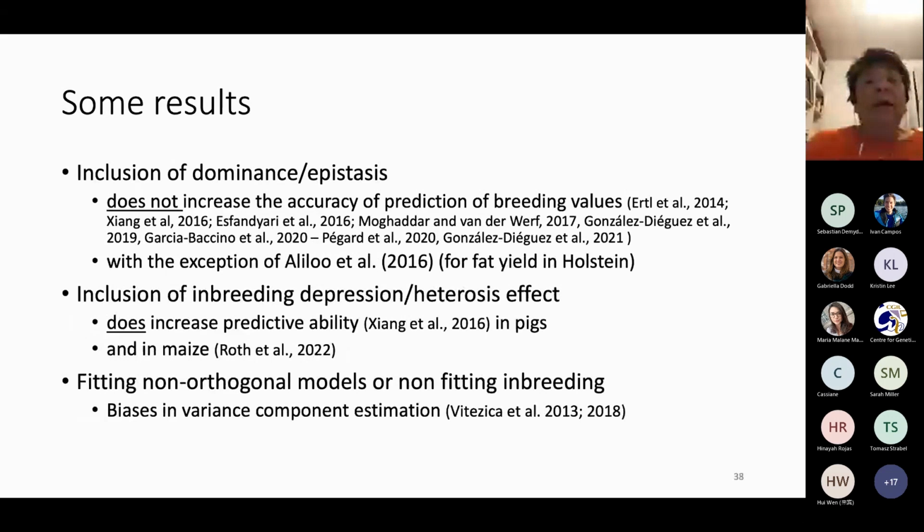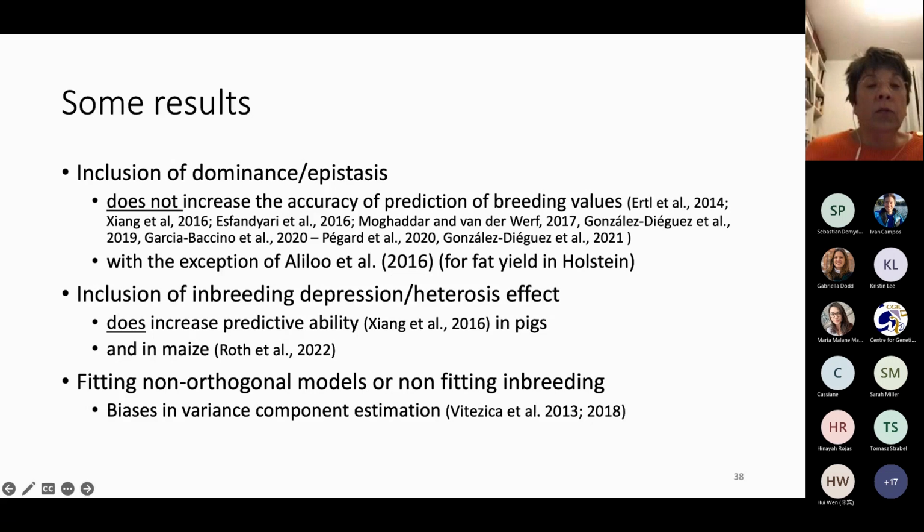If we include dominance and epistasis in the model, in general, it does not increase the accuracy of prediction of breeding value. It's a pity, but it's like this. Several authors have worked with that in dairy cattle, in pigs, in sheep, in beef cattle, in trees, and nobody obtained results showing that the inclusion of dominance increases the accuracy of prediction.